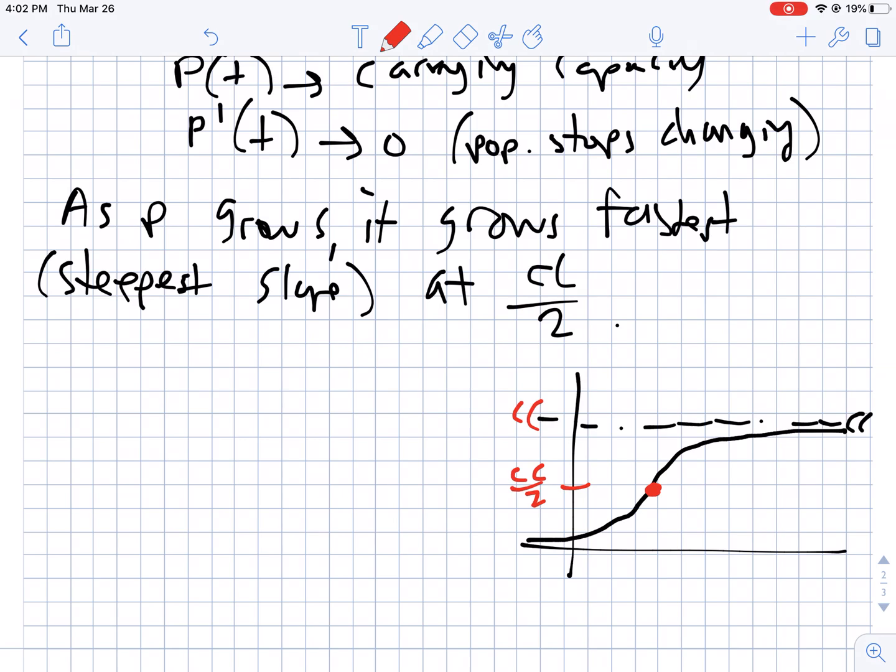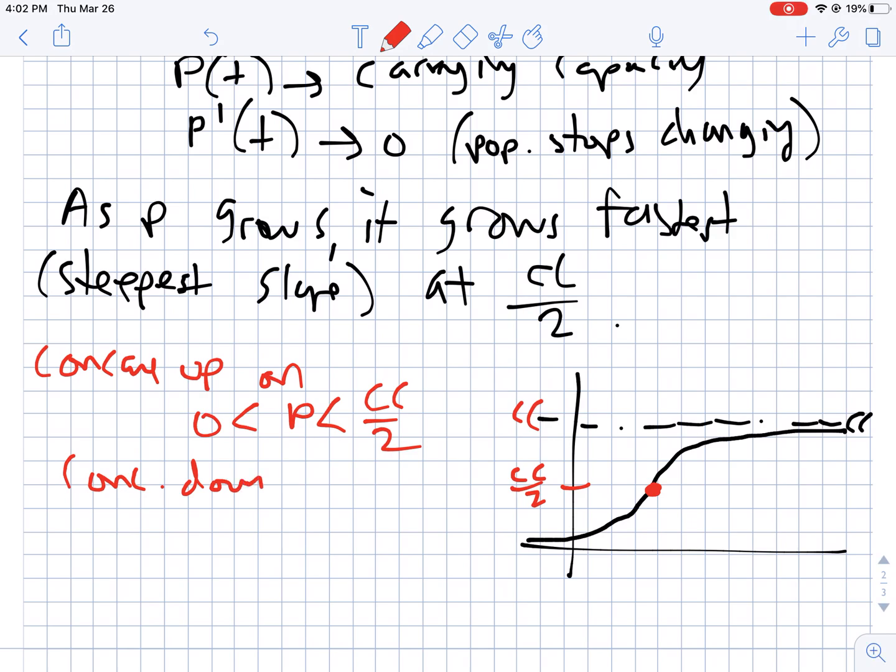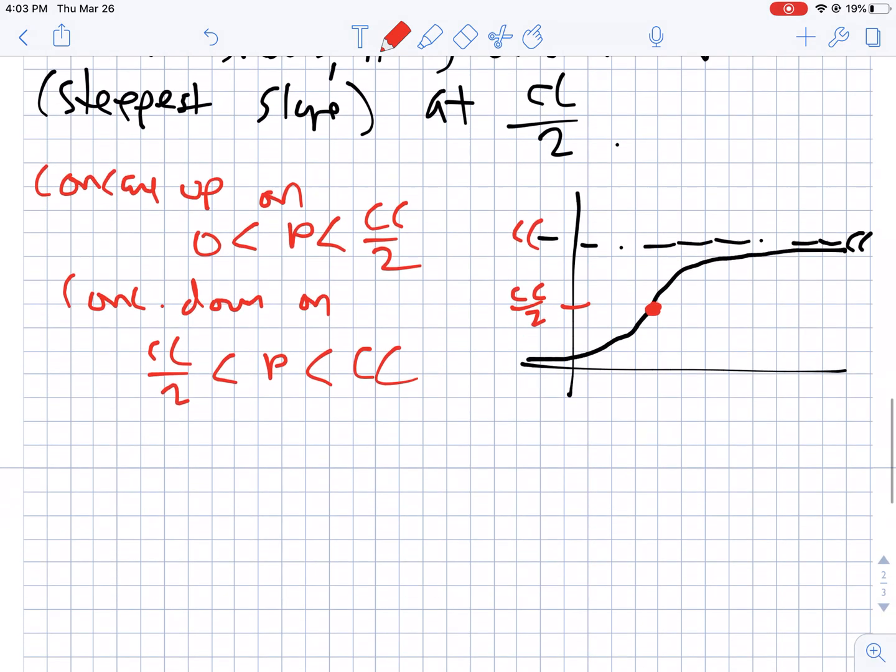Okay, so in terms of the shape of the graph, it is concave up when the population is on the interval from 0 to the carrying capacity divided by 2. It's concave down when the population is on the interval from the carrying capacity divided by 2 to the carrying capacity. And we see that on our graph, right? Where is it concave up versus where is it concave down?